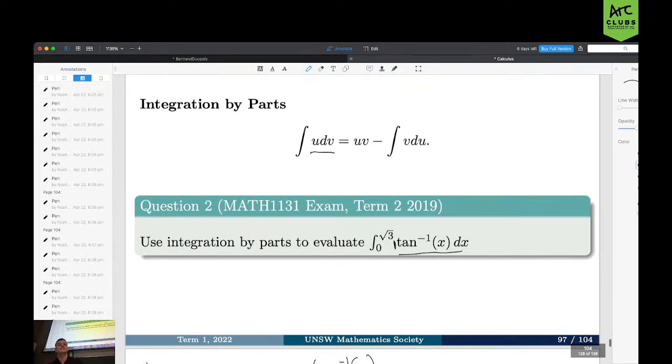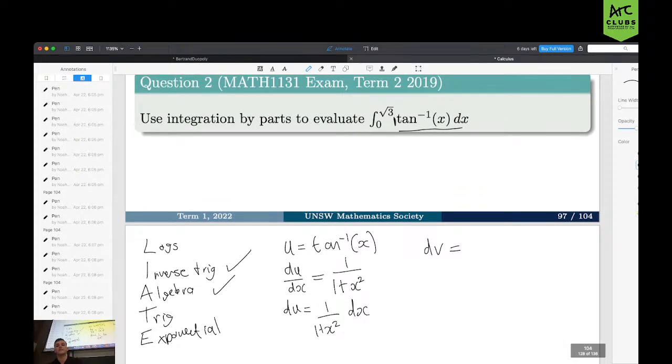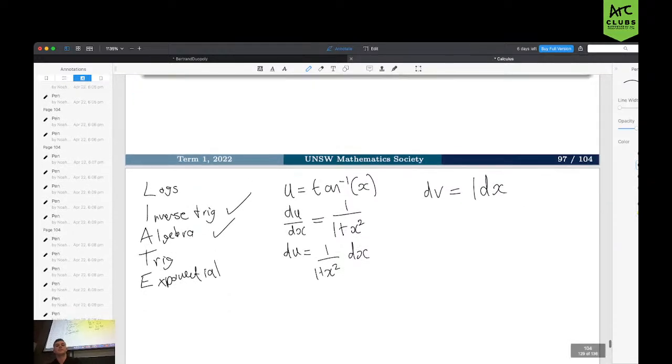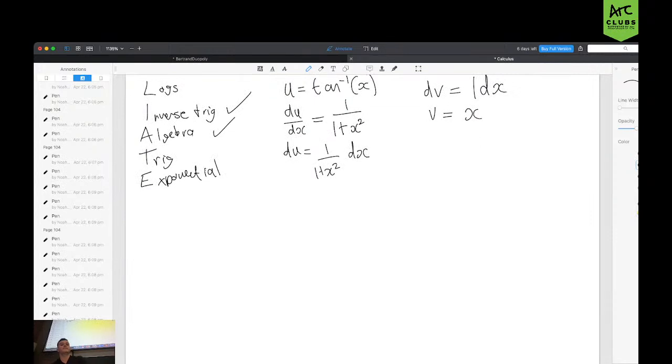What about dv and v? For dv, it's important that you start with dv and not v. So dv is basically whatever's left over. We had that, and then we had that. Now integrating, we get v, and this one's going to be x. Don't write plus c, not just yet. For one, we've got a definite integral, so let's not go there just yet.